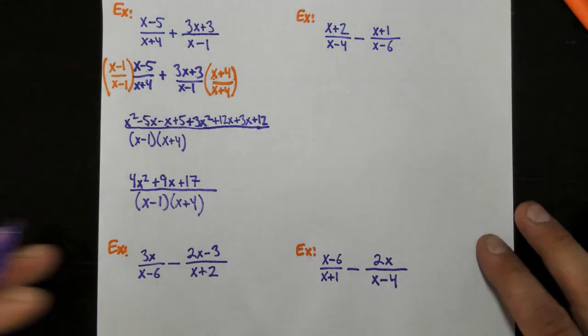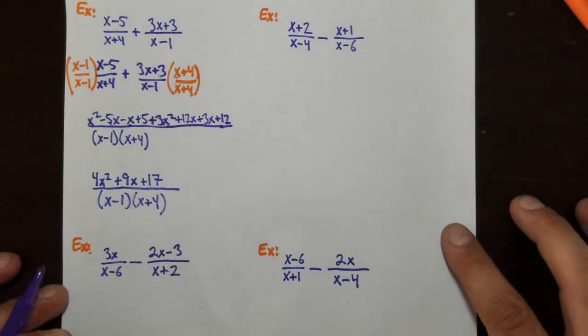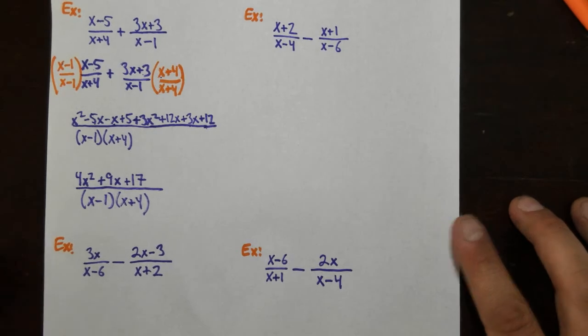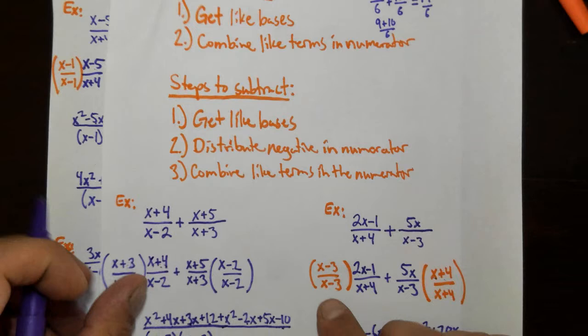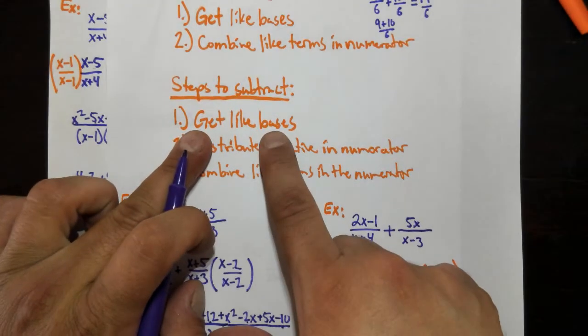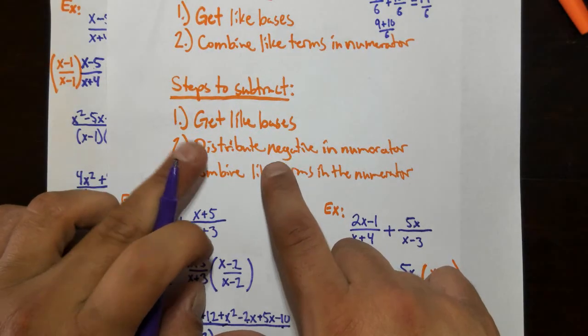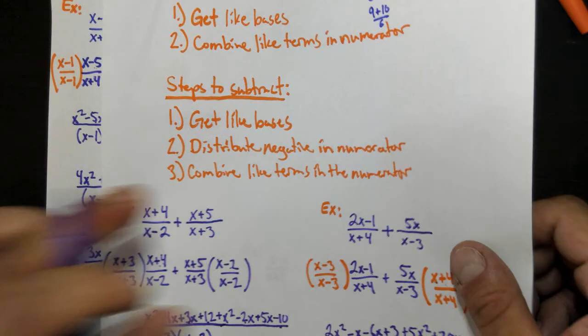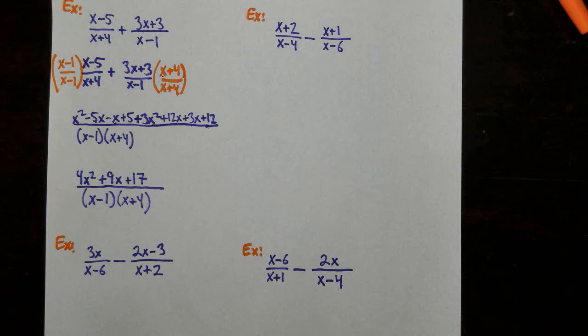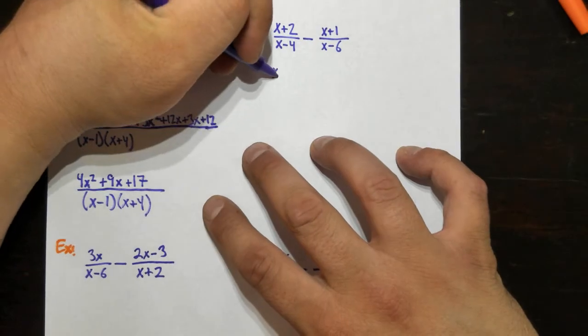rational expressions together. Now the next three we're going to do, we're going to be subtracting them. So the first step is still the same. Let's just review the steps. We need to get like bases, and then we're going to distribute the negative. You'll see what I mean. And then we need to combine like terms in the numerator. So, again, I'm just going to rewrite this.